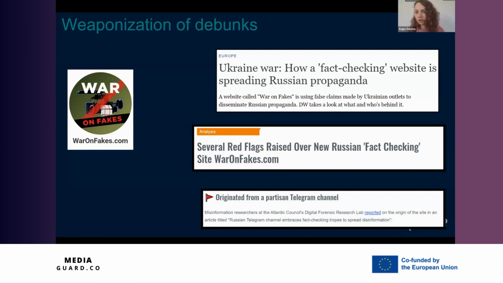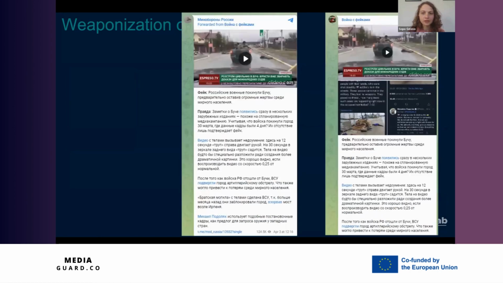I can recall several in the Georgian context, which is not coming necessarily from Russia, but from domestic actors, and they are using this weaponization of fact-checking as a tool themselves as well. And there are many, many reports from trustful sources about War on Fakes, and you can read those if you're interested in this method. One of the examples is the Bucha case and the Bucha massacre.